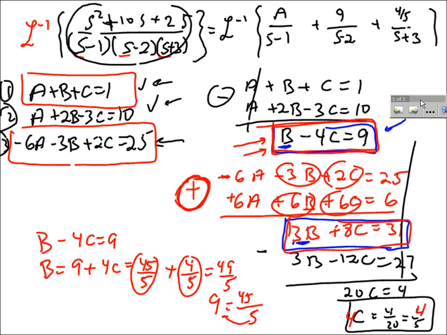Now we just have to find a. Well, I know that when we add them, I get 1. So a plus b, I'll write b as 49/5 only because c has a 5 on the bottom. And it equals 1, which is 5/5.